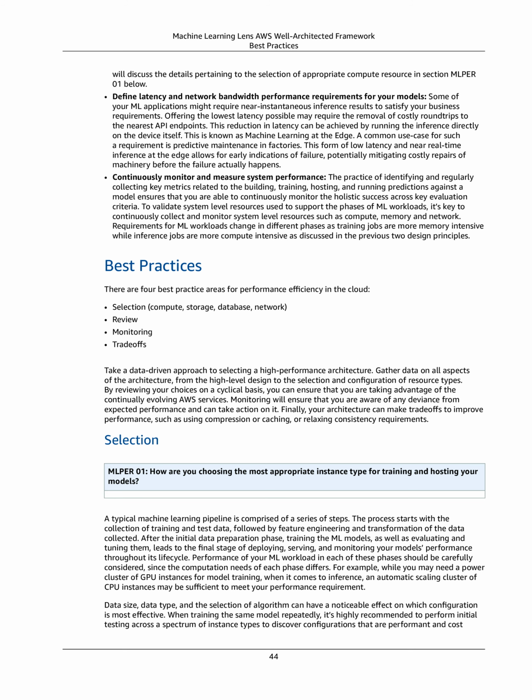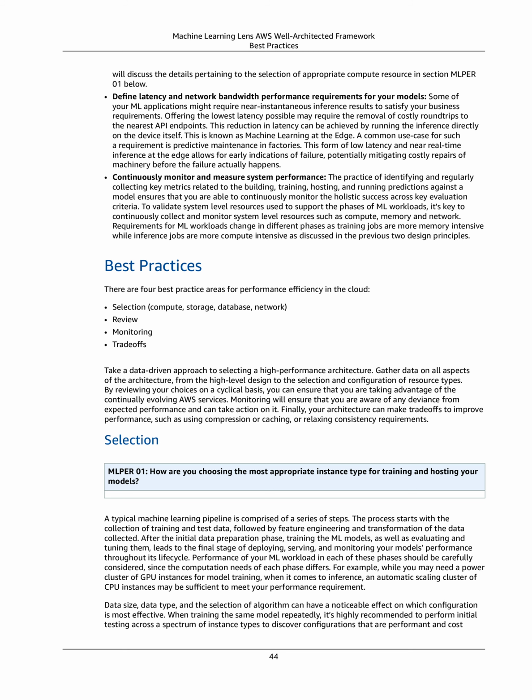Selection. MLPERF-01. How are you choosing the most appropriate instance type for training and hosting your models? A typical machine learning pipeline is comprised of a series of steps. The process starts with the collection of training and test data, followed by feature engineering and transformation of the data collected. After the initial data preparation phase, training the ML models, as well as evaluating and tuning them, leads to the final stage of deploying, serving, and monitoring your model's performance throughout its life cycle.